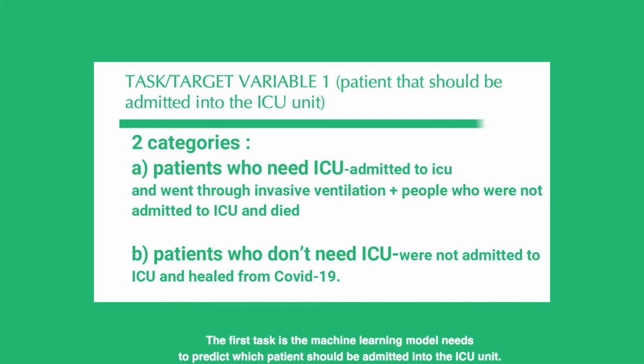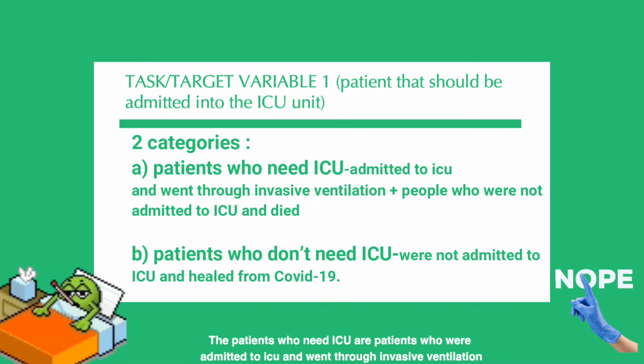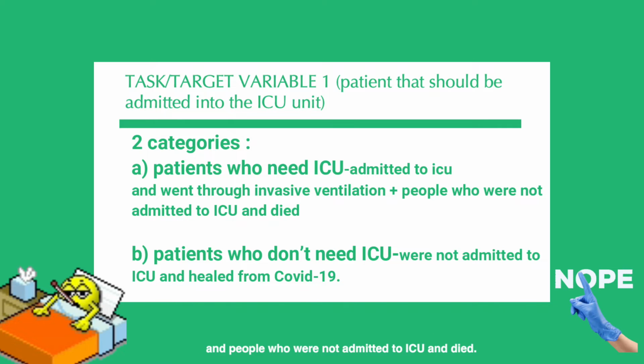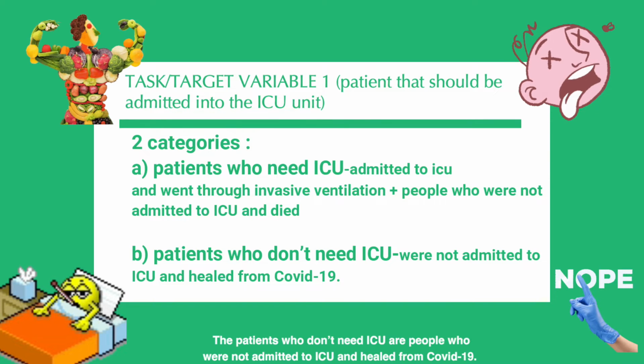The first task is that the machine learning model needs to predict which patient should be admitted into the ICU unit. They were divided into two categories known as patients who need ICU and patients who don't need ICU. The patients who need ICU are patients who were admitted to ICU and went through invasive ventilation, and people who were not admitted to ICU and died. The patients who don't need ICU are people who were not admitted to ICU and healed from COVID-19.